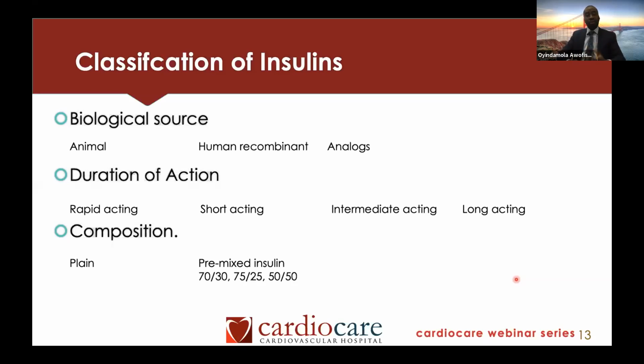Okay, human recombinant insulin, which is perhaps the most common type of insulin we have in Nigeria today, like Humulin, Actrapid, and all the other ones are human recombinant insulin.